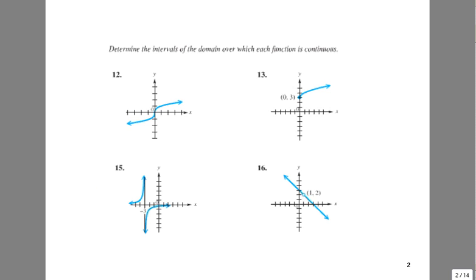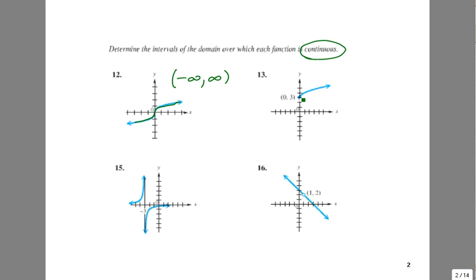We want to first determine the intervals of the domain over which each function is continuous. That word continuous really means that you can draw the graph without picking up your pencil. And so if you look at number 12, if we placed our pencil on number 12 and drew the graph, notice that we could go through the whole graph without moving our pencil, so that is continuous everywhere. So the entire domain is what we would answer. The entire domain is, since it extends indefinitely to the left and to the right, that it is continuous on the interval from negative infinity to infinity.